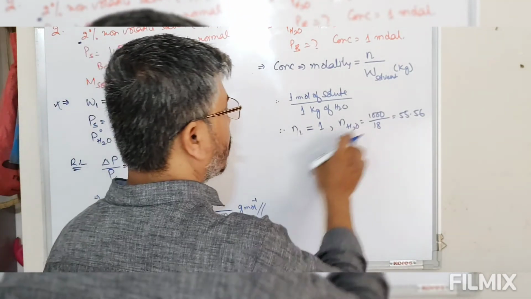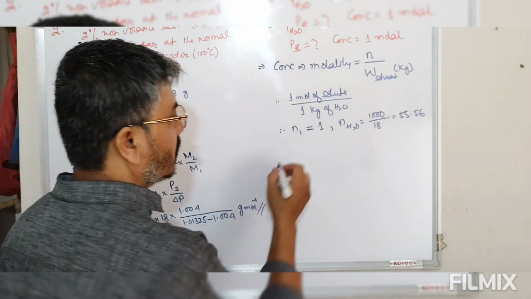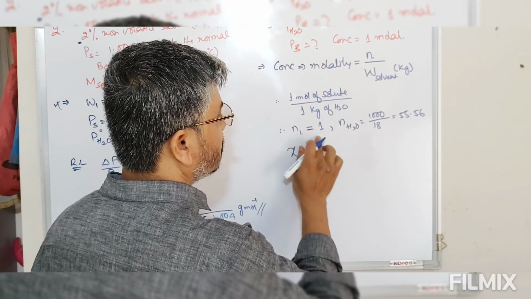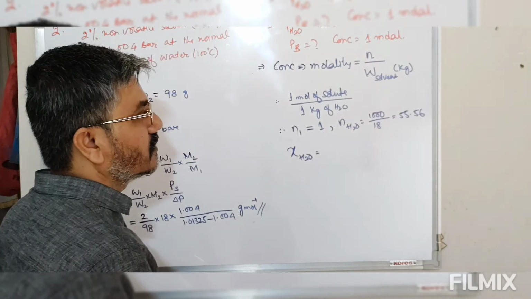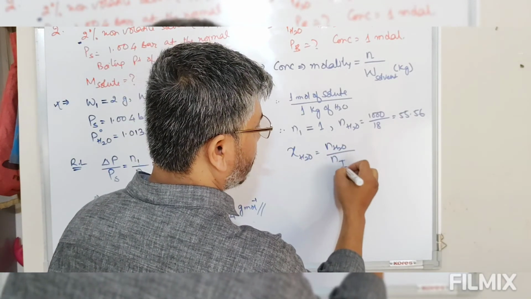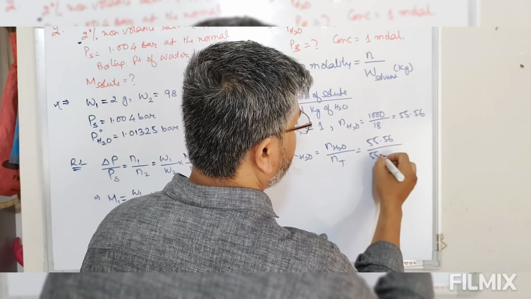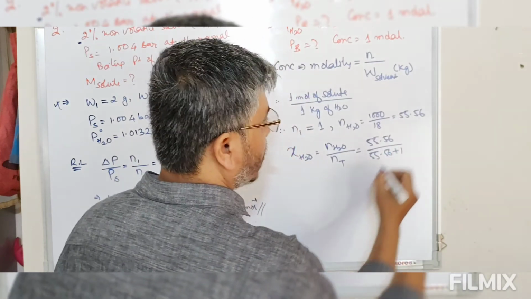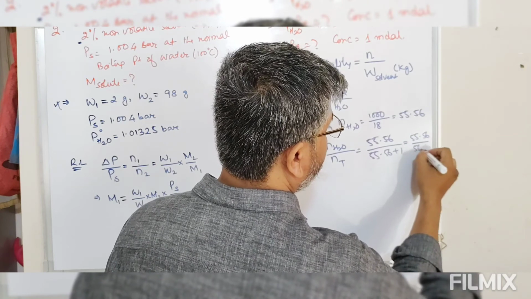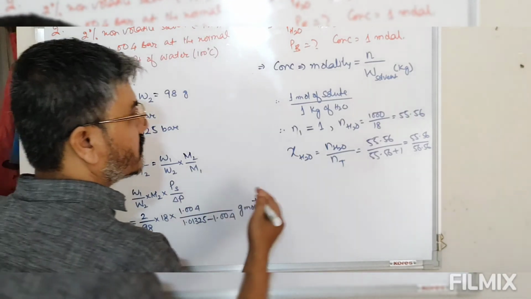Now once we have this number of moles, we can define the mole fraction of water. The mole fraction of water is equal to the number of moles of water divided by the total number of moles. So this is 55.56 divided by 55.56 plus 1, which is 55.56 divided by 56.56. Now once we have this mole fraction of water, we can use Raoult's law.